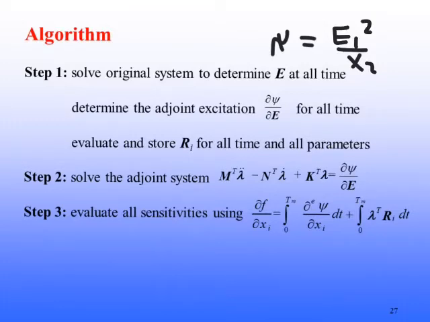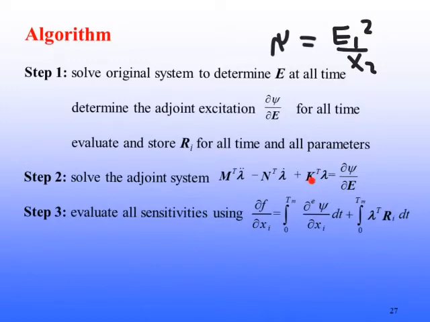If you go back to the previous slide and take a look at the expression for Ri, you see that these residues require the vector E and their sensitivities. Now, you go and solve the adjoint system. Again, we know the excitation of the adjoint system at every time. We can solve this system with time integration.